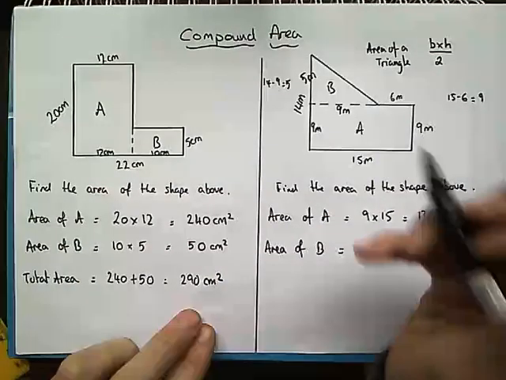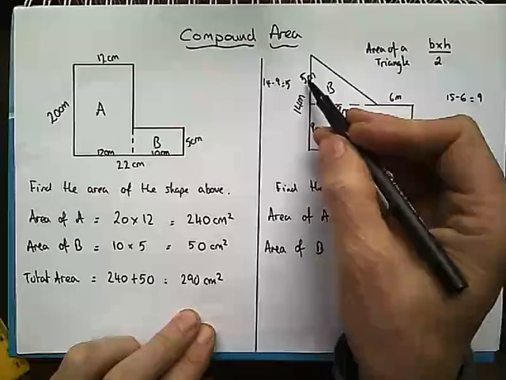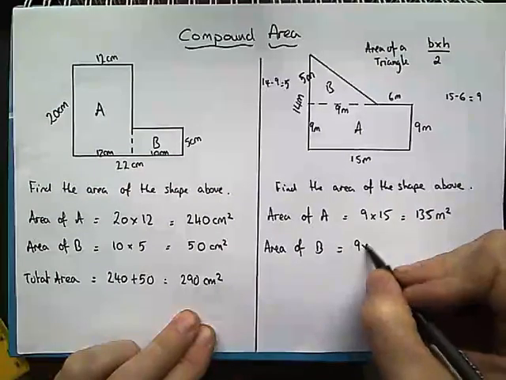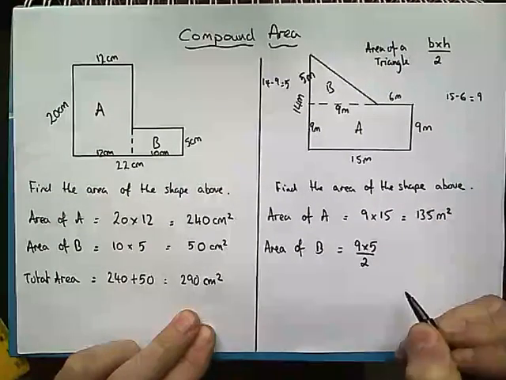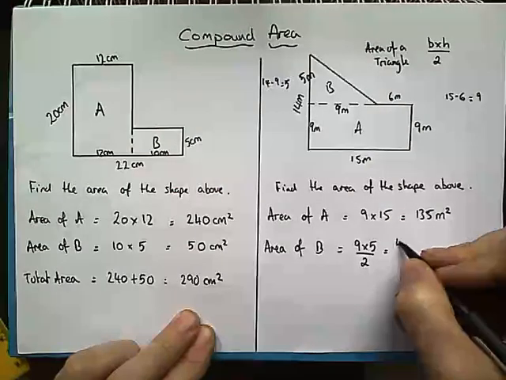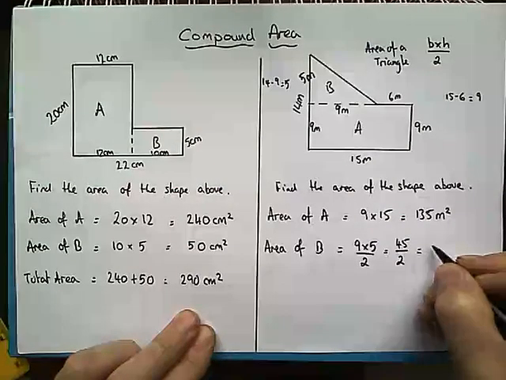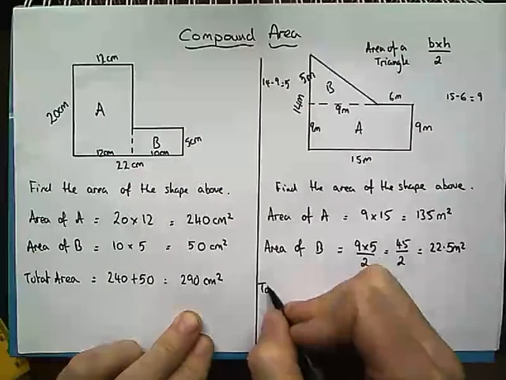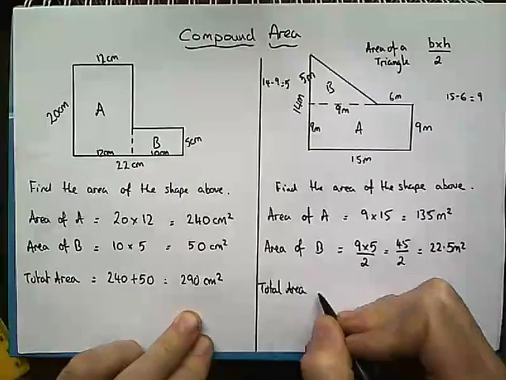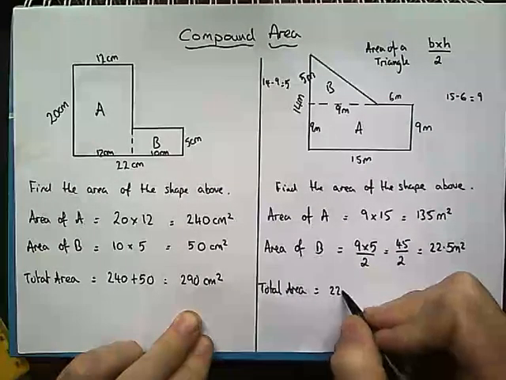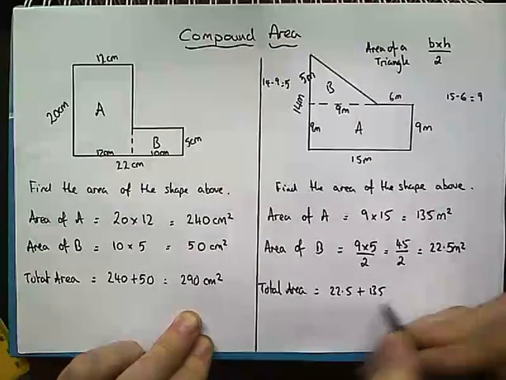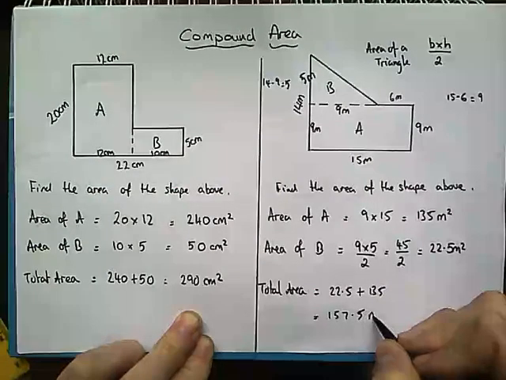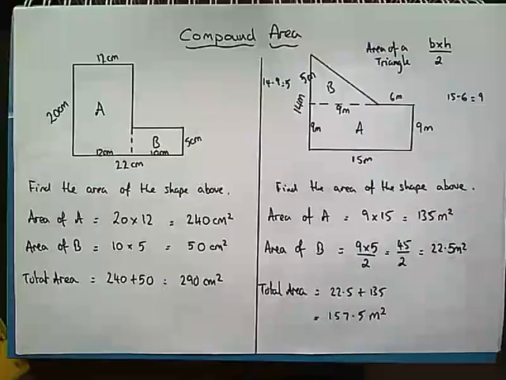So now I have my base and I have my height. So to work out the area of a triangle, I'm going to do 9 times 5, divide the answer by 2. 45 divided by 2 equals 22.5 meters squared. So the total area equals 22.5 plus 135, which equals 157.5 meters squared. And that's compound area for you.